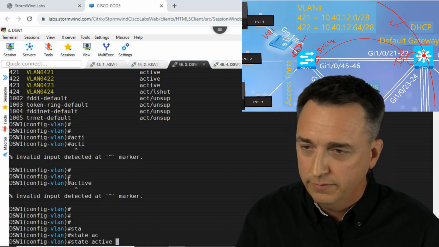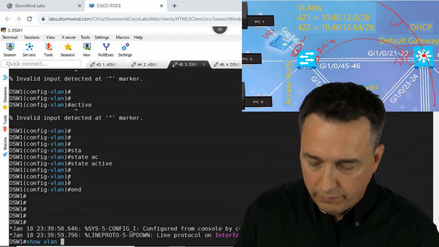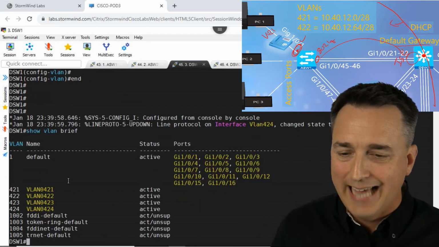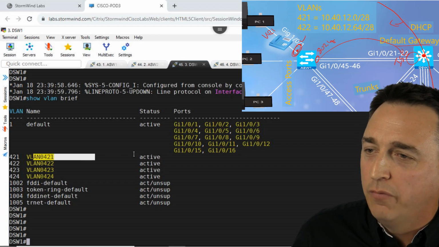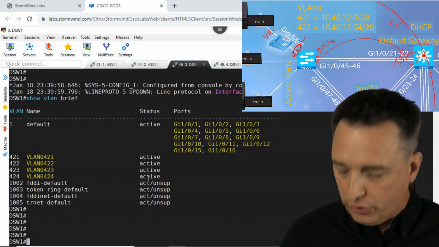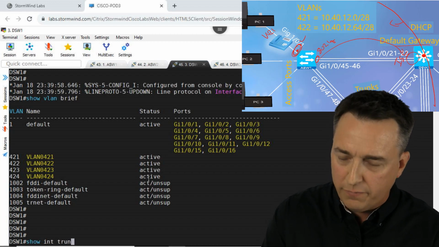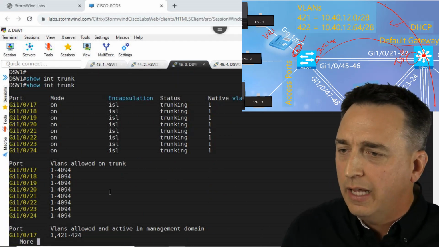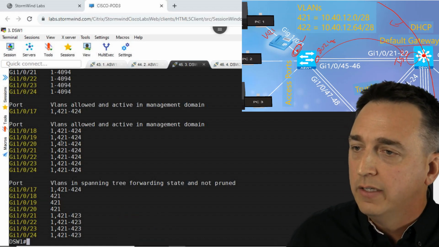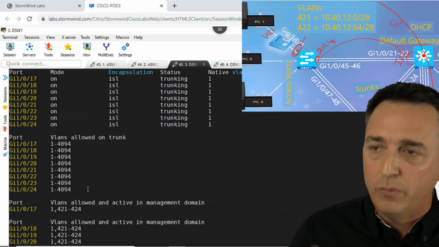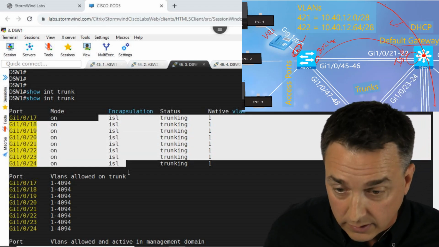State active. And there we go. All right, so now the rest of it should have converged properly while we were doing that little side hustle there. Okay, so VLAN 421 is now up. It's good. What else did we say? Show interface trunk. If we verify this now, we'll see that we have VLAN 421 showing up here now, which is great. All this is looking good. But like we said, the encapsulation's wrong on all of those interfaces.